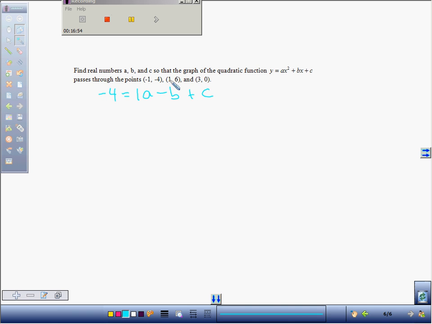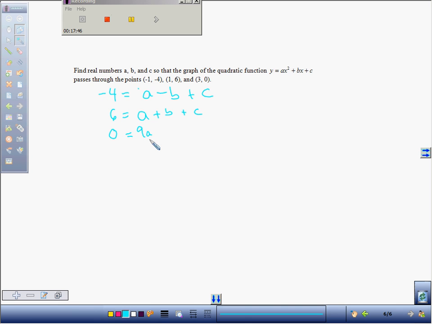Then I'm going to come up with an equation using this point. So that has 6 equals 1 squared times a, well, let's just call that a. I should have just called this a instead of 1a. Okay? And then I have 1 times b, which is just plus b. And then I have plus c, because there's nothing to plug in front of the c. The third equation, I have 0 equals what?